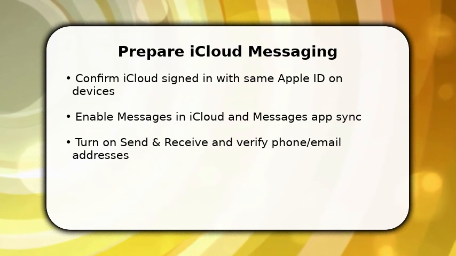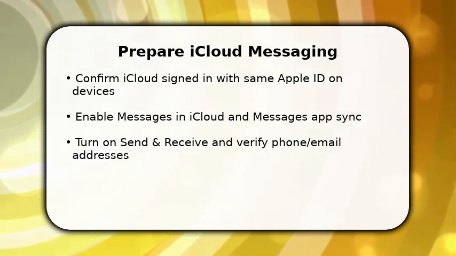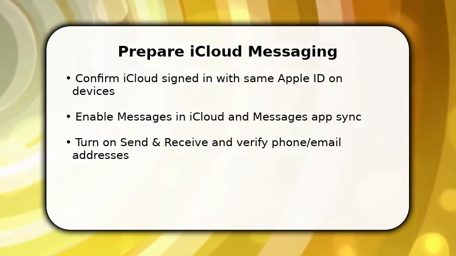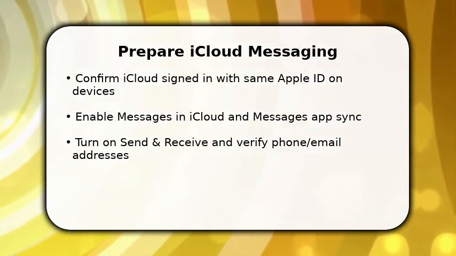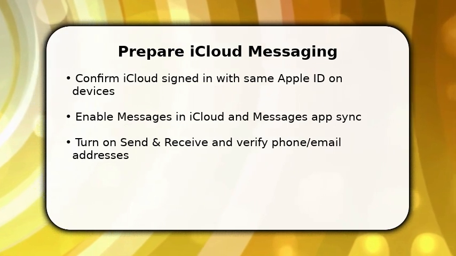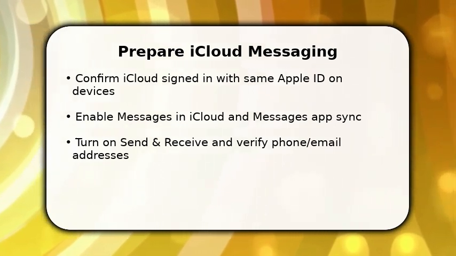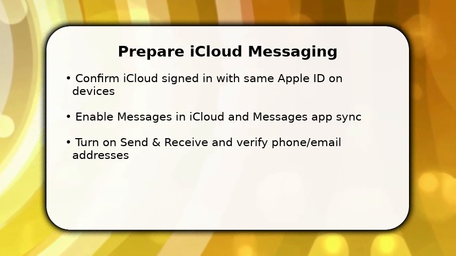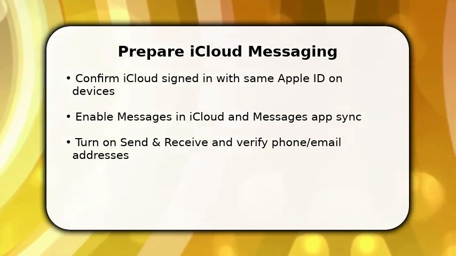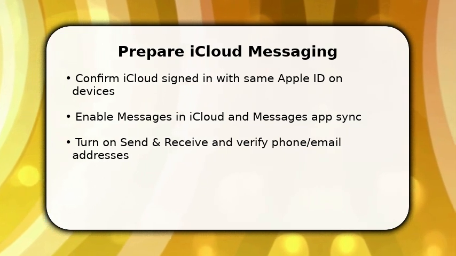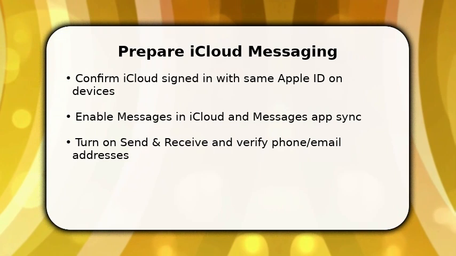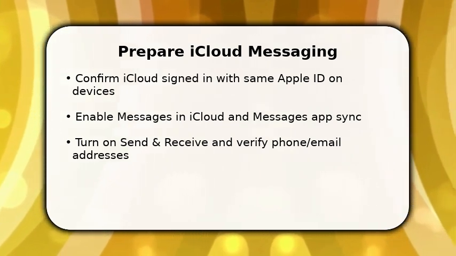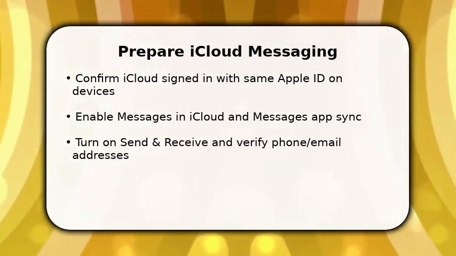You start by making sure you're signed into iCloud with the Apple ID you'll use for messages. Enable messages in iCloud so conversations sync across devices. This keeps history consistent. Next, open Messages settings and turn on Send and Receive, then verify the phone numbers and email addresses listed so recipients show correctly. Once done, test sending a short message to yourself to confirm delivery and syncing before composing messages to others.